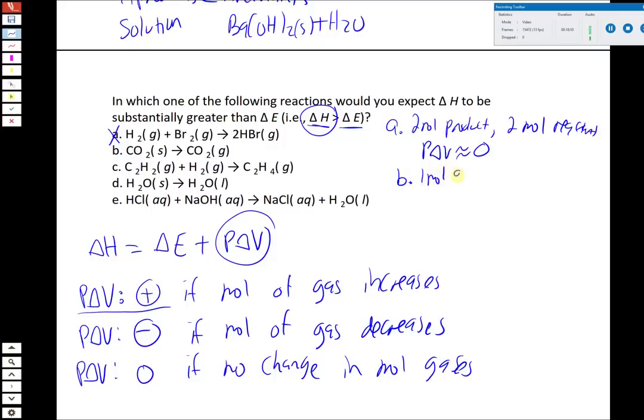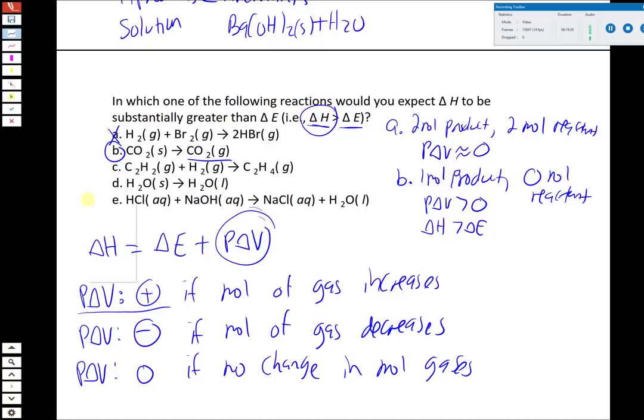For choice B, we have one mole of gas on the product side, CO2 gas, and we have 0 on the reactant side. So in this one, we would expect P delta V to be greater than 0, which means that delta H should be greater than delta E. Okay? So we want delta H greater than delta E. That means this has to be non-zero, which means number of moles of gas increases, so that's going to be the correct one, choice B.